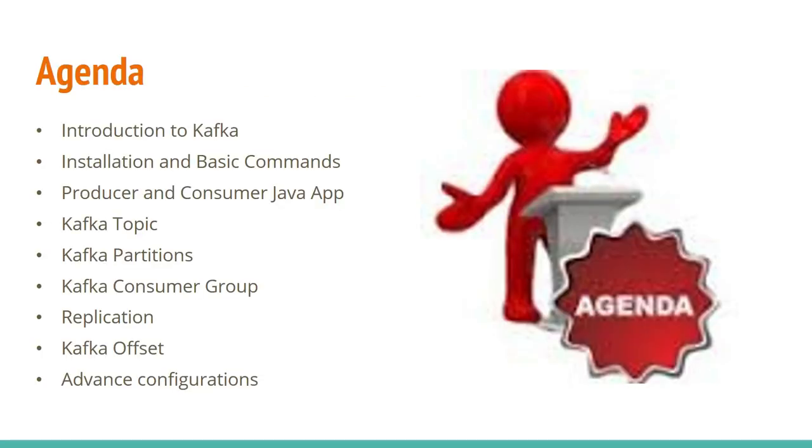Let us quickly walk through the agenda of this course. This course will be divided into two parts. In the first part, we will cover the introduction of Apache Kafka, then installation of Apache Kafka on a Windows machine and its basic commands, and then we will look into one producer and consumer Java application. In the second video, we will cover important topics like Kafka topics, partitions, consumer groups, Kafka replications, Kafka offset, and some advanced configuration useful for the production environment.